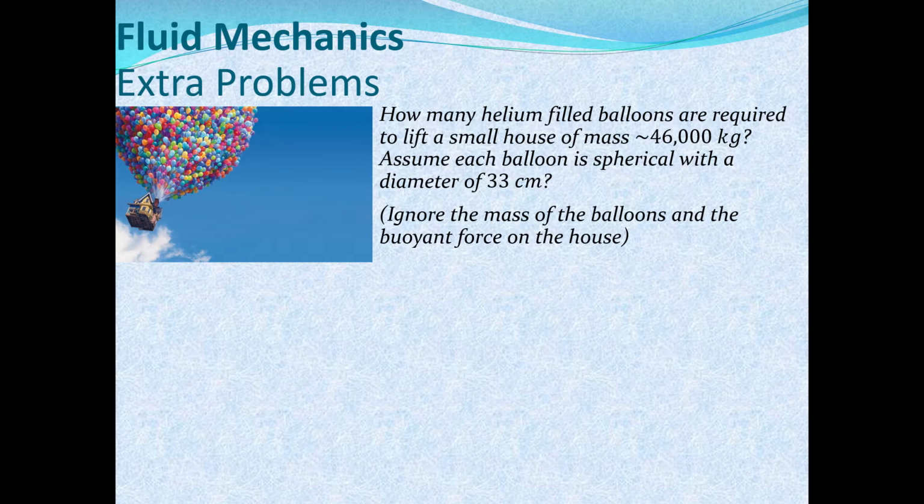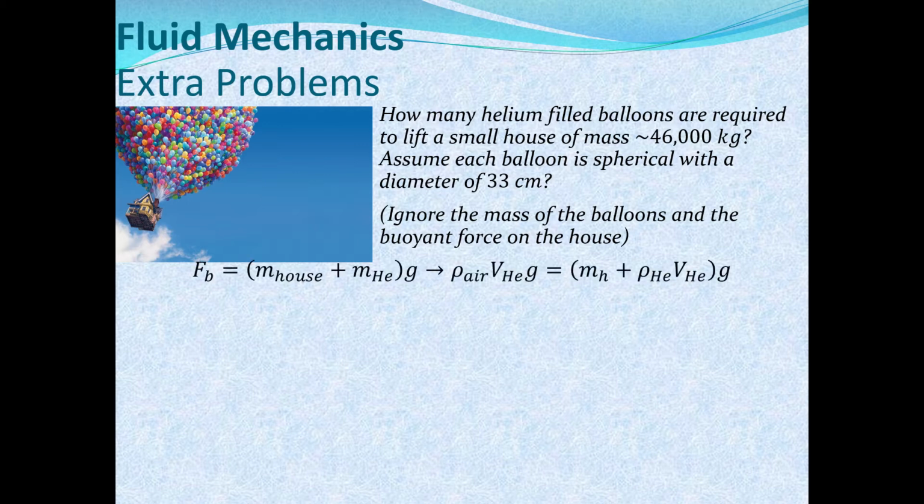So this first one is basically related to buoyancy. We want to know how many helium balloons are needed to lift a small house, about 46,000 kilograms. We're going to assume that each balloon has a diameter of 33 centimeters. To make your life easy, we're going to ignore the mass of the balloons and the buoyant force on the house since those are mostly going to be negligible. So you could pause the video and we'll go over it in a second.